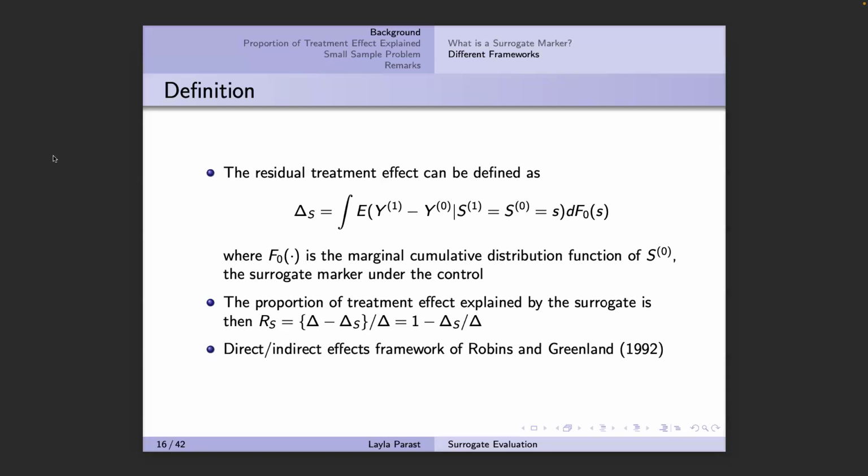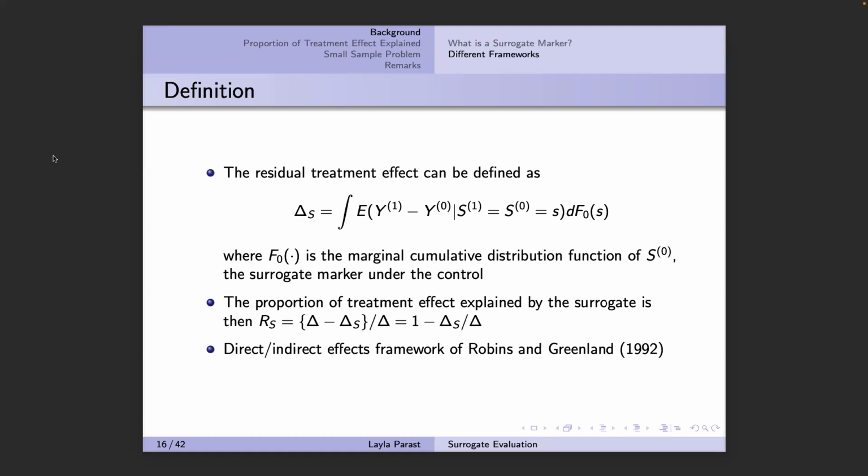But it's that expected value integrated with respect to some reference distribution for the surrogate marker. Here I'm choosing the reference distribution as the distribution of the surrogate in the control group. You can choose the treated group. You can do a pooled combination of the two. It'll change how you interpret the quantity. But I choose the control group because I like that I can think of it as the leftover treatment effect after you account for the treatment effect on the surrogate. So the proportion of treatment effect explained, still calling it R_S, is delta minus delta_S.